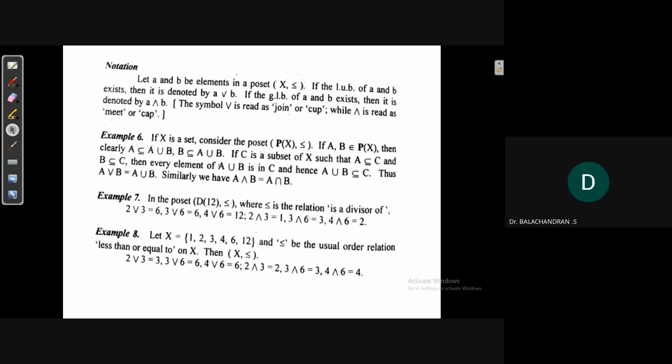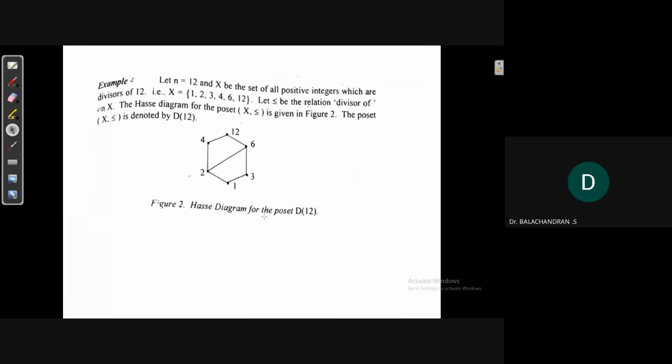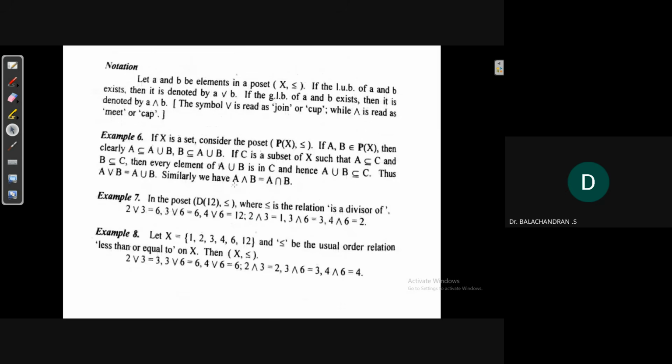Next, one more thing. For 2 and 3, what is the greater? This symbol means meet. So meet means here greatest lower bound. The greatest lower bound of 2 and 3. First, the lower bound of 2 and 3 is what? 1. So the greatest lower bound is 1.